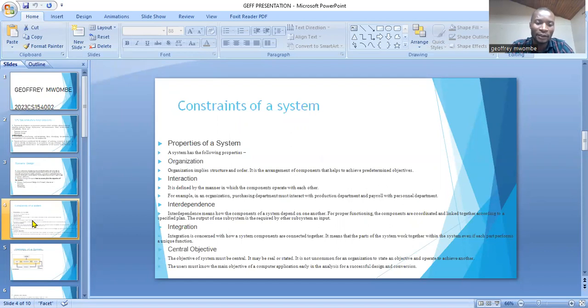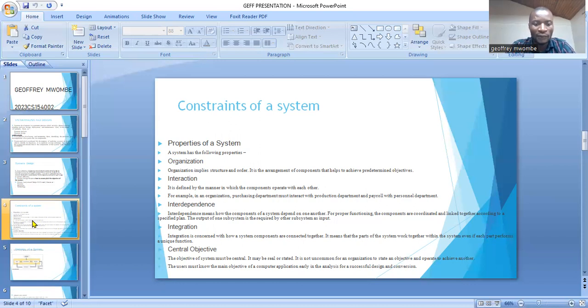Another step is integration. Integration is concerned with how a system component are connected together. It means that the parts of a system work together within the system, even if each part performs a unique function.